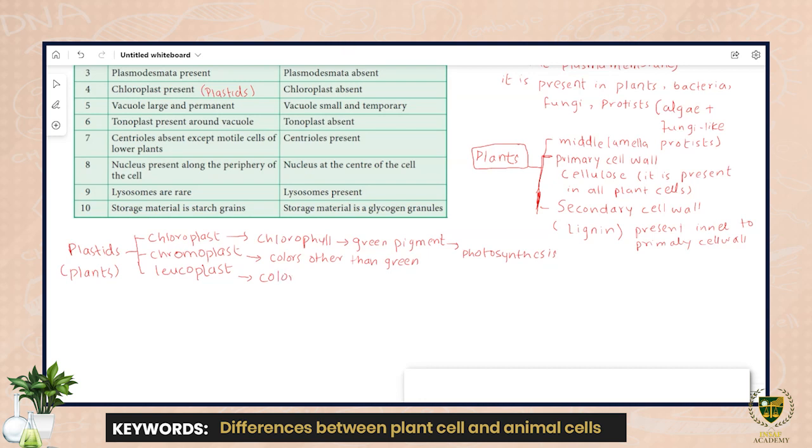ल्यूको मीन्स कलरलेस, क्लियर। और इसका आमतौर पर जो फंक्शन होता है, स्टोर द फूड। सो प्लास्टिड्स दे आर ओनली प्रेजेंट इन प्लांट्स, क्लियर, दे आर एब्सेंट इन द एनिमल्स. Next is the vacuole. Vacuole that is very, very large in the plant cells and is permanent, while the vacuoles in the animal cells, they are small and temporary, clear?